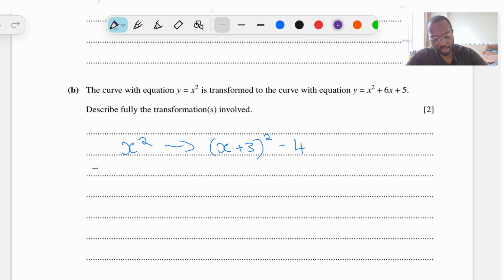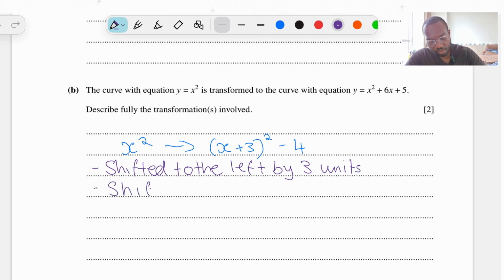That means that we have shifted to the left. Okay, we're shifted to the left by 3 units. And with that minus 4, that just means that we've shifted down. Okay, we've shifted down by 4 units. Okay, so that's all that we've done.